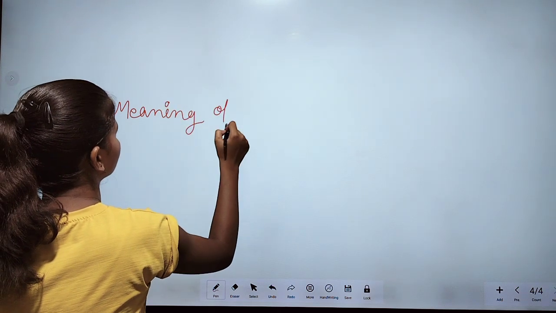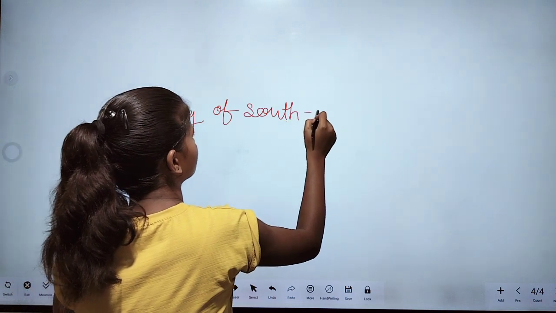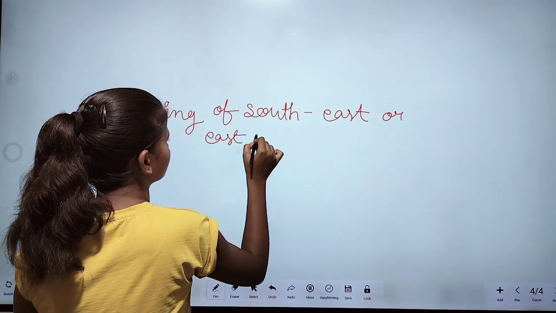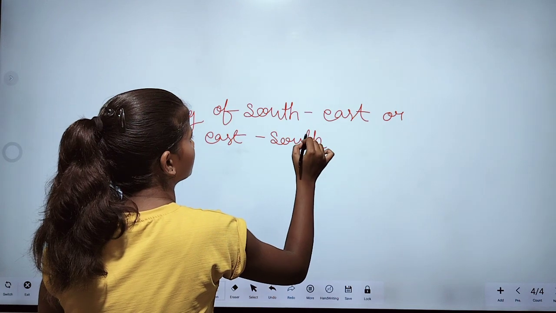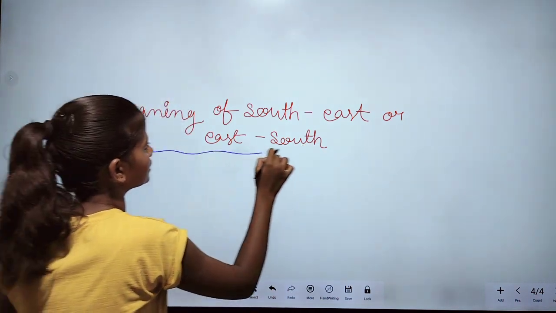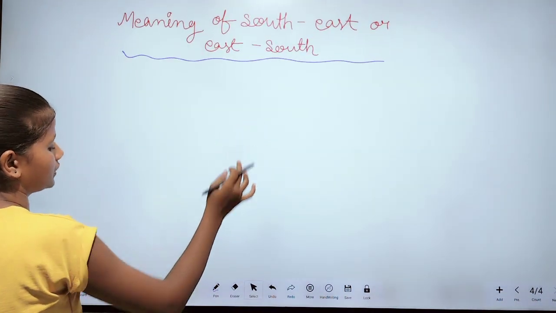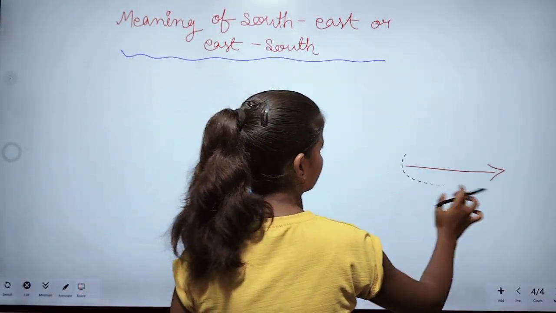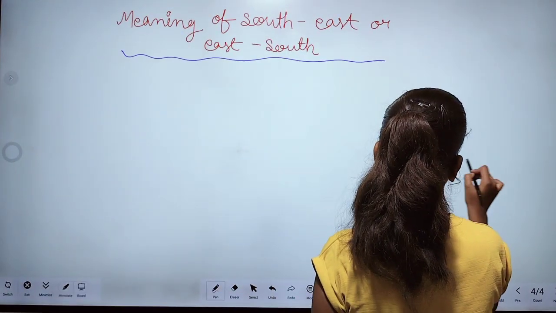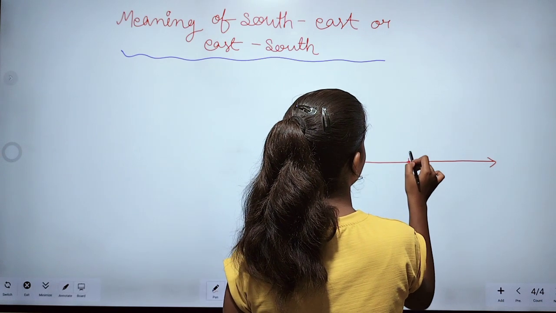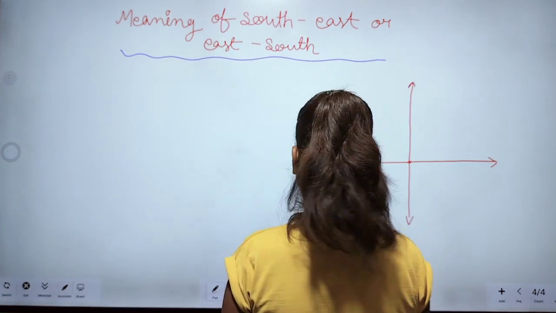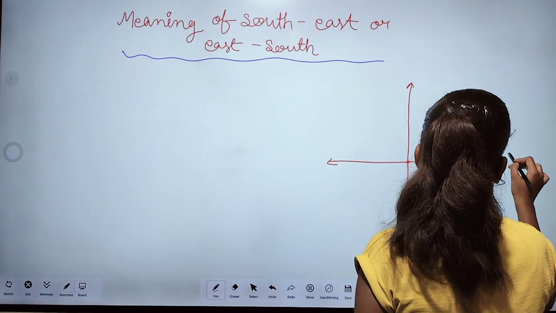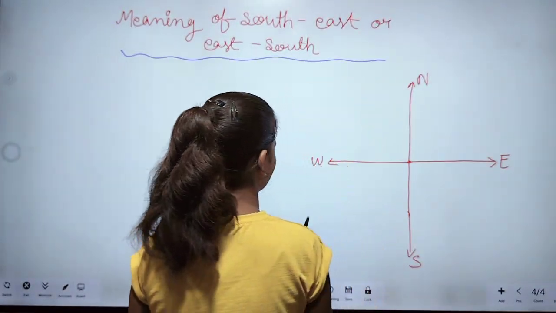Meaning of southeast or east south. Okay, now let's see meaning of southeast or east south. East, west, north, south, west.